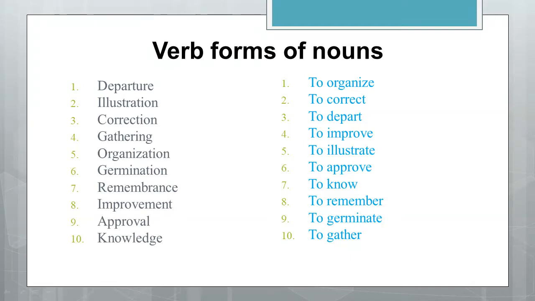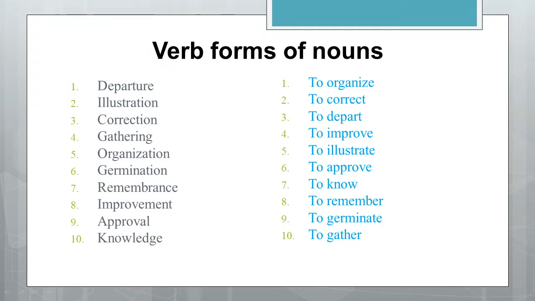To make verbs from these nouns, you need to know the meaning of these nouns. Departure means leaving, disappearance. Illustration means a drawing, picture, or some explanation in any way. Correction means to correct something, you know that. Gathering means meeting, crowd. Organization means an institution.